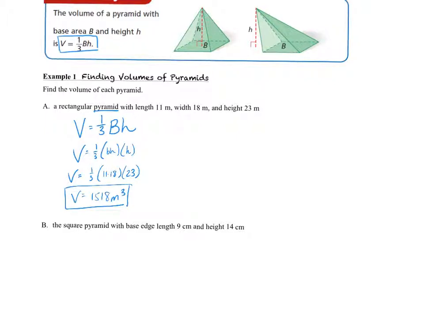And square pyramid really would be the same thing, so it's V equals 1/3 capital BH because it's a pyramid. So V equals 1/3 times the area of a square, which is side squared, times height. So base edge length is 9, so it would be 9 times 9 times the height, which is 14. So V equals 27 times 14, basically, which is 378 centimeters cubed. 378, not 1,000. 378 centimeters cubed.